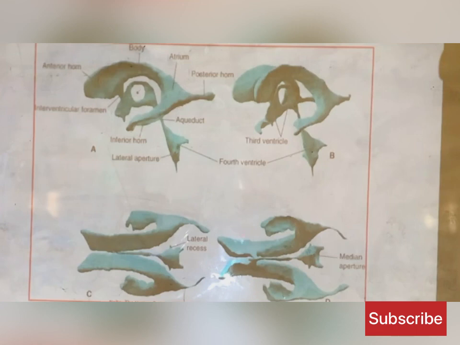So now we have the body of this lateral ventricle, which is a space. It has an extension forward into the frontal lobe, and that extension is what we call the anterior horn of the lateral ventricle.